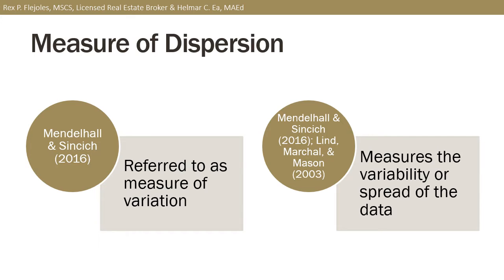In this lesson, we will consider only 4 measures of dispersion involving ungrouped data. These are the range, mean absolute deviation, variance, and standard deviation.